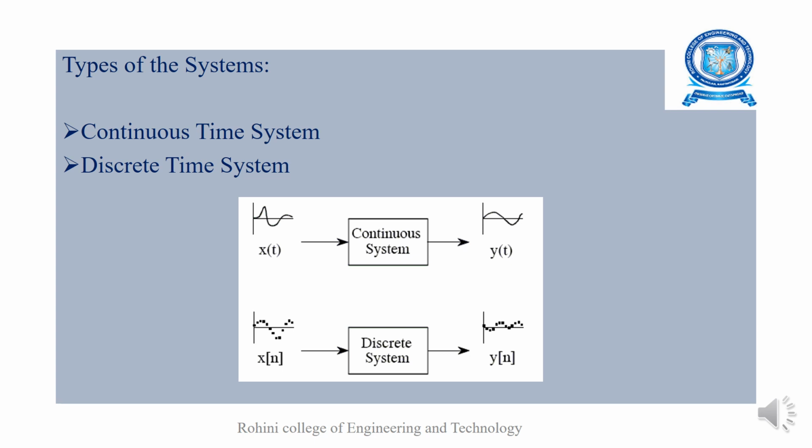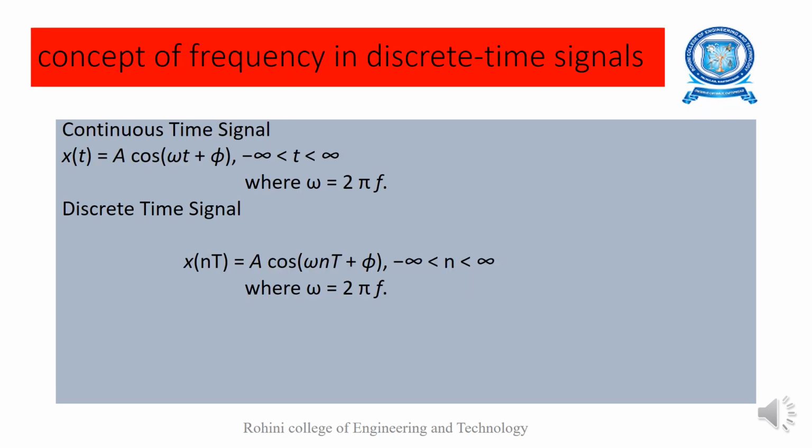In the case of continuous time systems, a system that can operate only on continuous time signals is said to be a continuous time system, and a discrete time system is one that can perform the operation by using discrete time signals. The continuous time signal x of t equals A cos omega t plus phi, where t varies from minus infinity to infinity, and the discrete time signal x of nT equals A cos omega nT plus phi, where n varies from minus infinity to infinity.